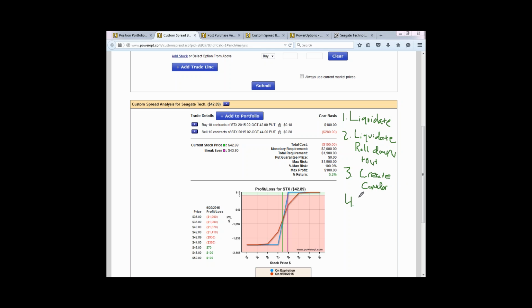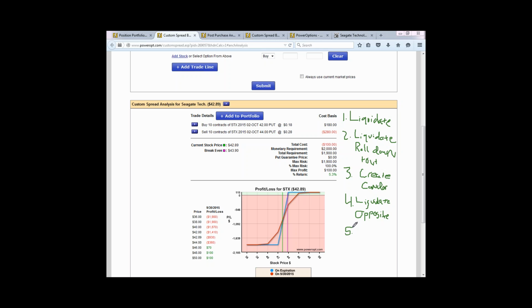Number 4, liquidate and do the opposite. We saw a little bit better premium by going out to the October 30th series and doing a bear call that had a decent probability on the position to help repair it. It did better than liquidating and rolling down the bull put, especially if the stock continues to fall.